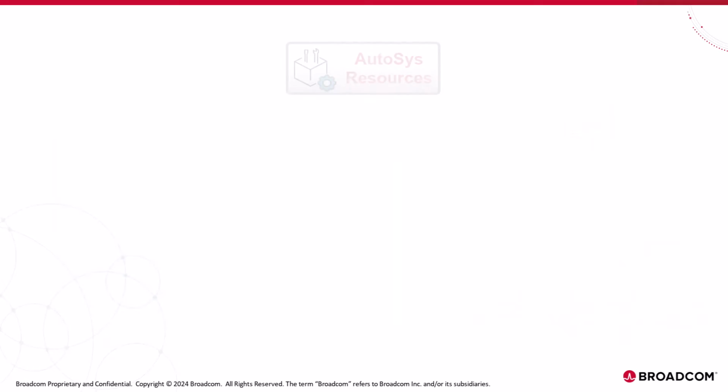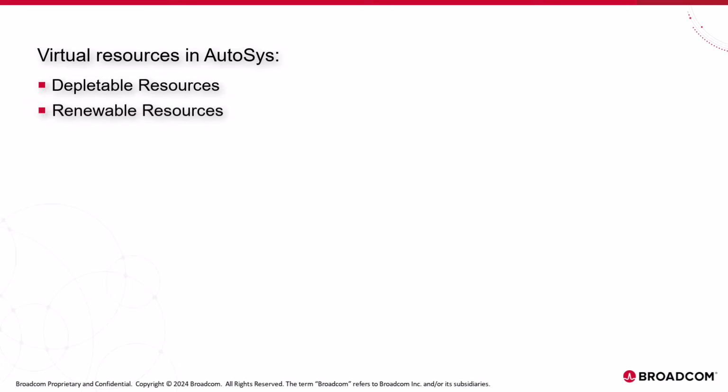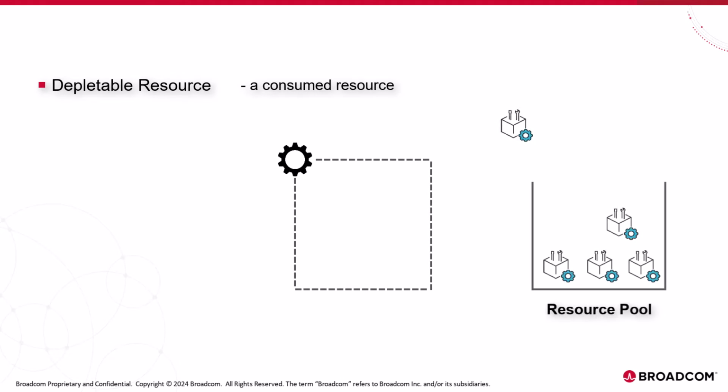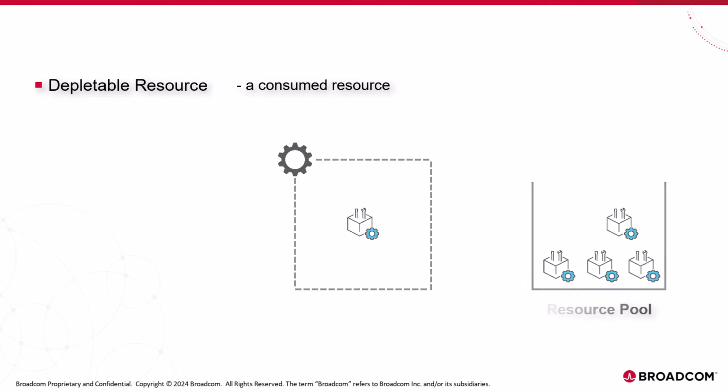There are three types of virtual resources in AutoSys: depletable, renewable, and threshold resources. A depletable resource is a consumed resource. When you submit a job with a depletable resource, the job uses the resource and removes the depletable resource permanently from the resource pool. You can only replenish the resources if you want more depletable resources.